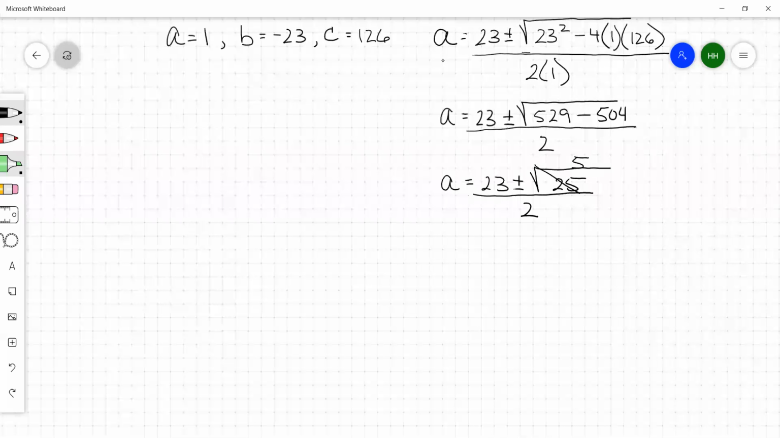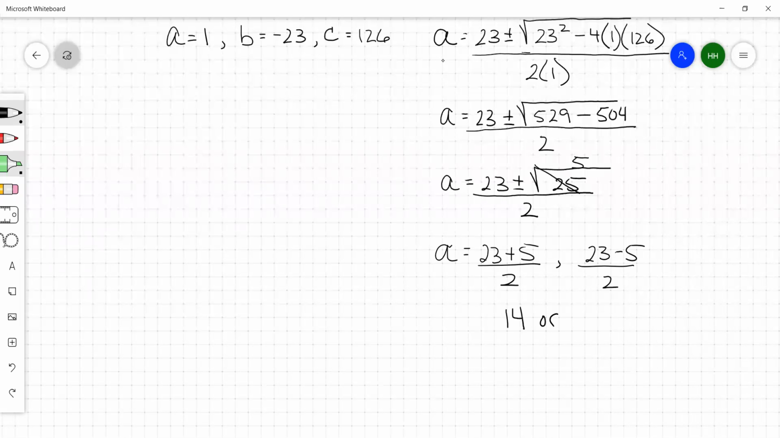So our a is equal to 23 plus 5 over 2, or 23 minus 5 over 2. So 23 plus 5 is 28 over 2, and that's 14. Or a could be equal to 23 minus 5, which is 18 over 2, which is 9. So those are your two values for a.